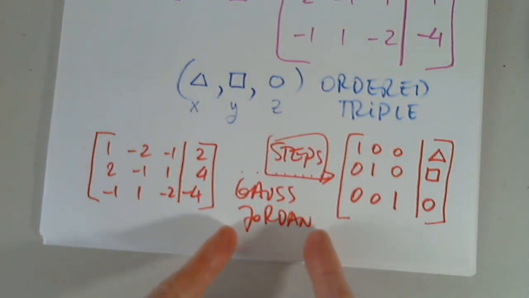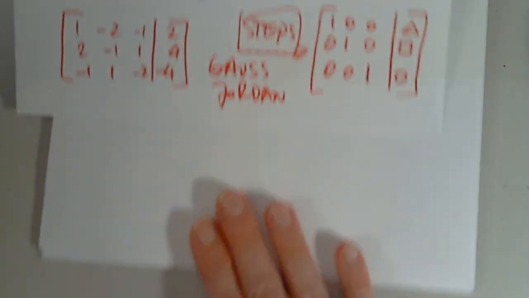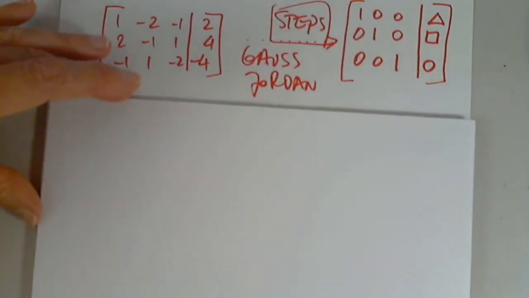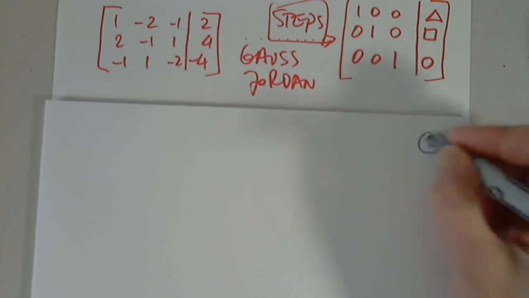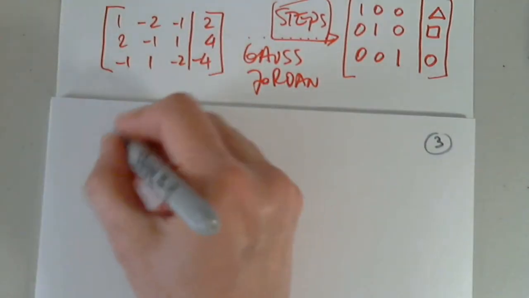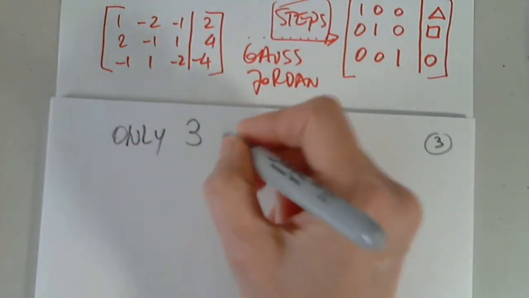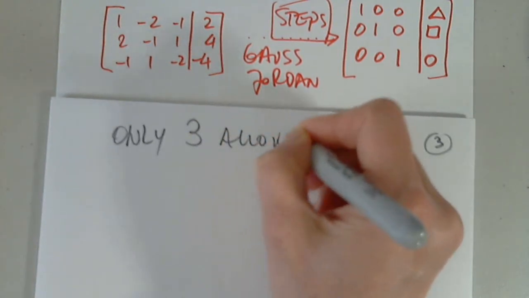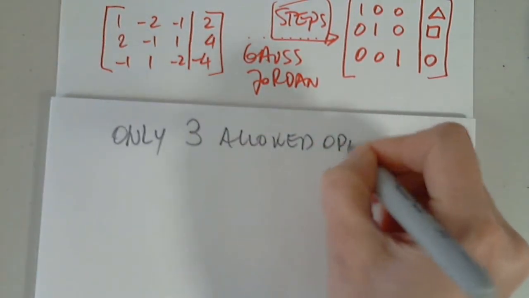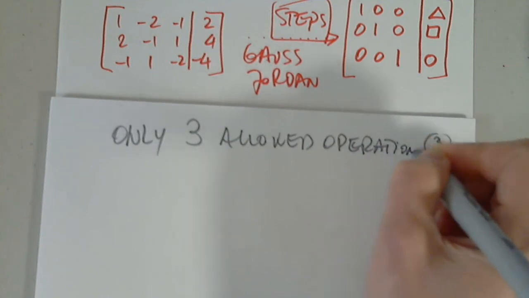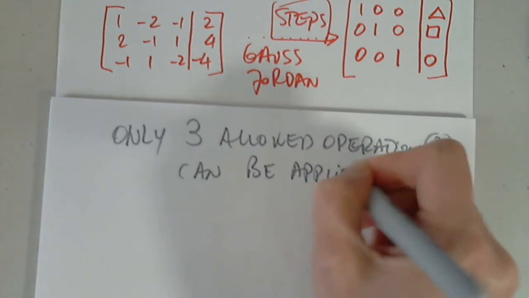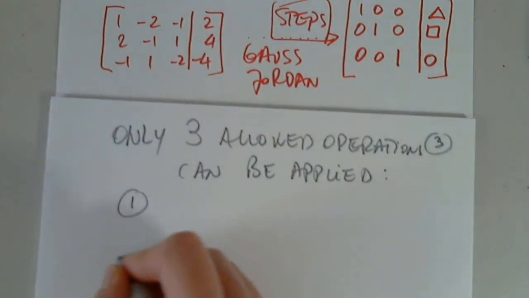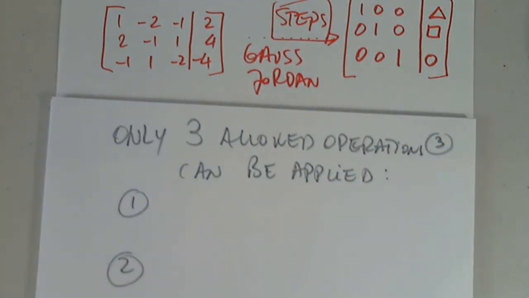Now, what are the steps? I can only apply 3 steps. Only 3 steps are allowed, or I should say 3 operations. Only 3 allowed operations can be applied. 1, 2, 3. Let's see what they are.